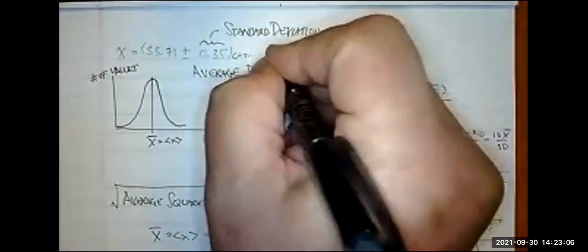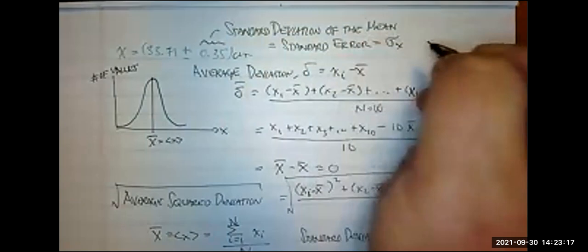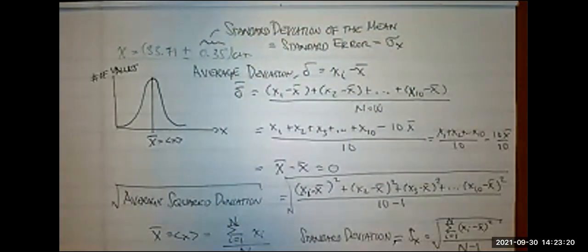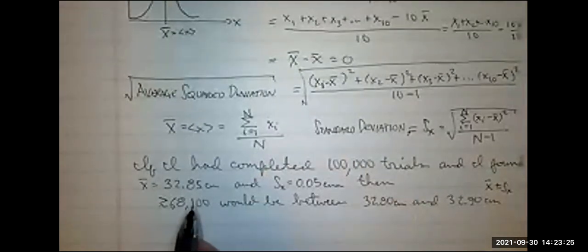That is called the standard deviation of the mean, but it's also called the standard error. And we would call it sigma X. Okay. So yes, if I did 100,000 trials, 68,100 would be between this and this.